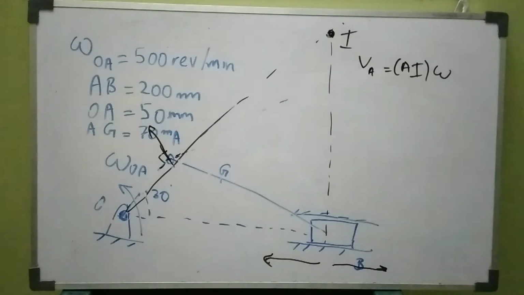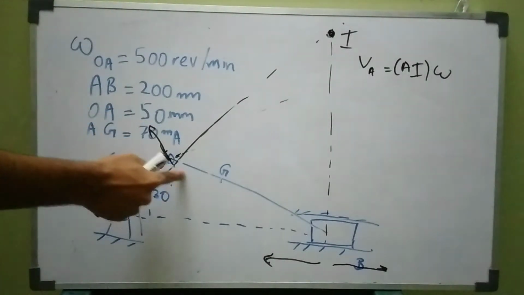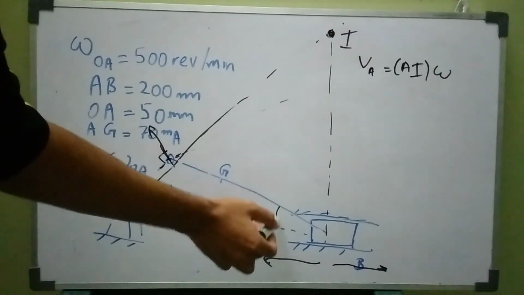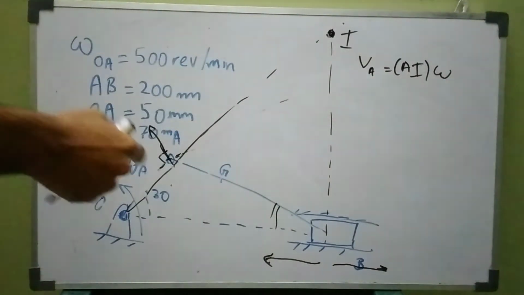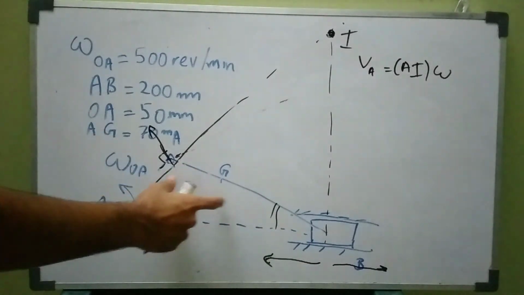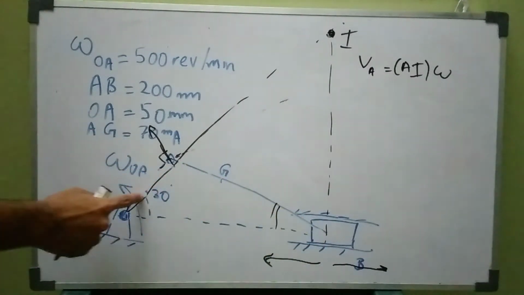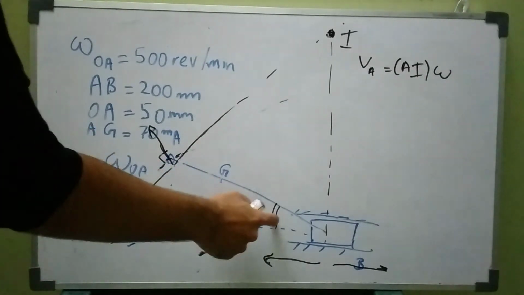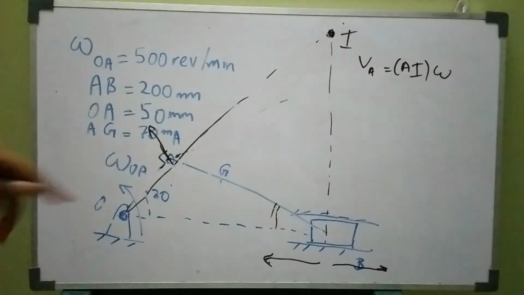So how to do that? I knew the value for these two sides. From that, we can find this angle using the sine rule. We can directly find this angle if we use the sine rule for this triangle, as AB over sine 30 would be equal to OA over sine theta. From that you can find this value theta.